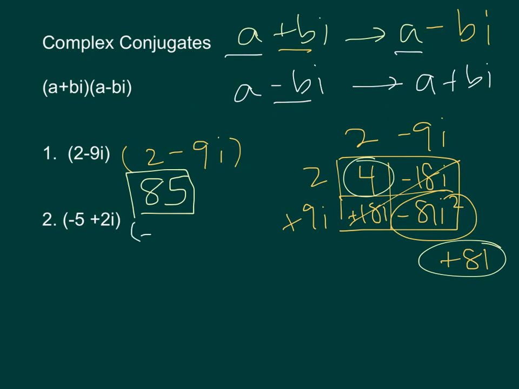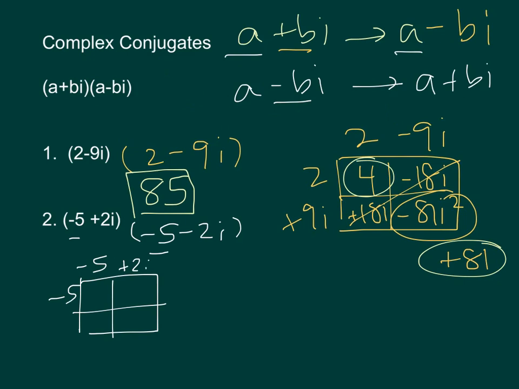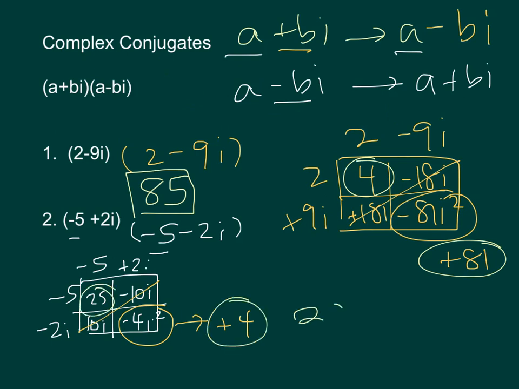The complex conjugate here is a little confusing because you're tempted to make this a positive 5, but it's still negative 5. We're keeping a by itself. So negative 5 minus 2i. Then I'm just going to multiply them together. Negative 5 plus 2i times negative 5 minus 2i: 25, negative 10i, positive 10i, and negative 4i squared. These cancel out, and this becomes a positive 4. If I add my 25 and my positive 4, my answer is 29. So again, it's a real number.